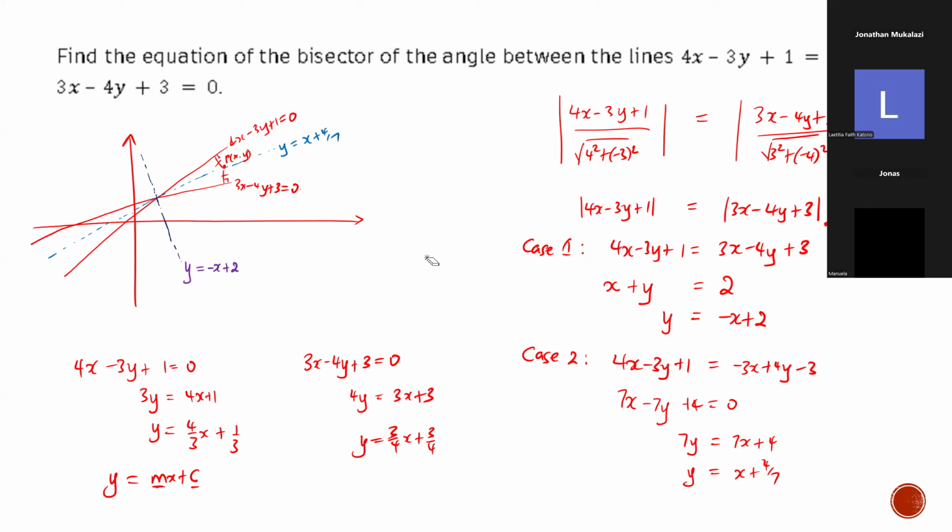Okay, so now if we're to look at the trig method, it's pretty long. But I'm just going to try to touch it a little bit.